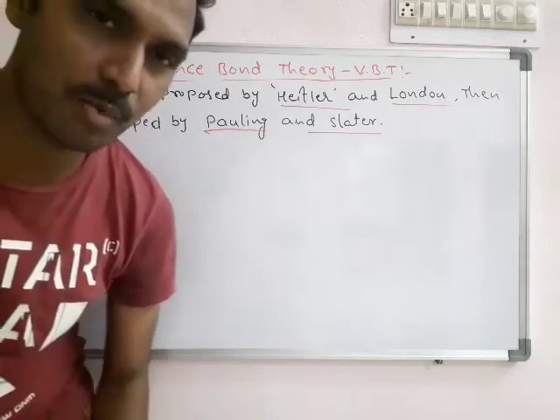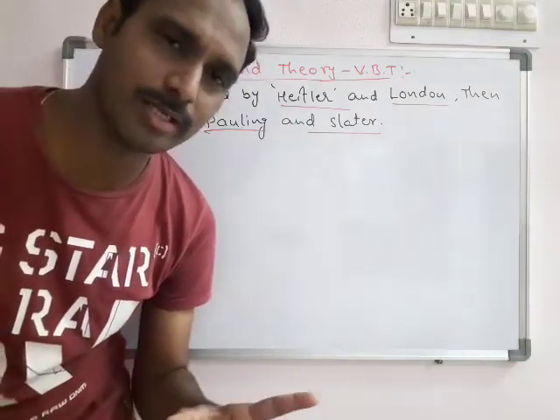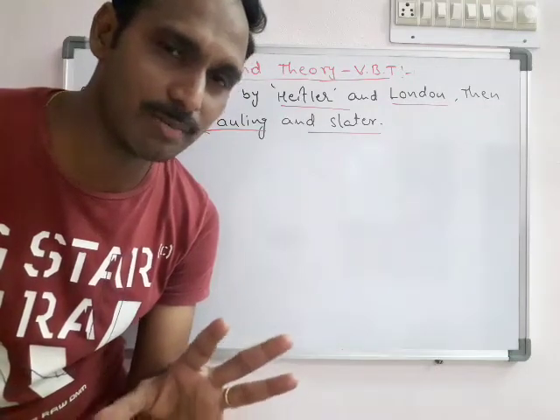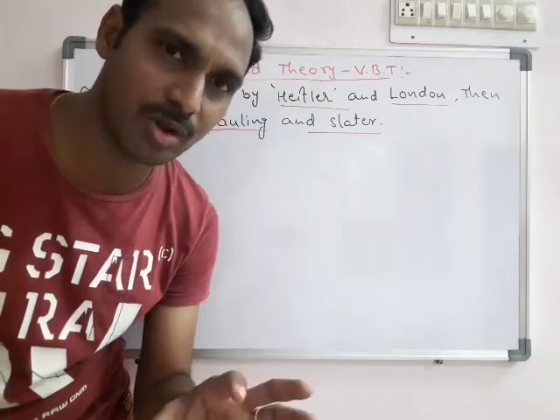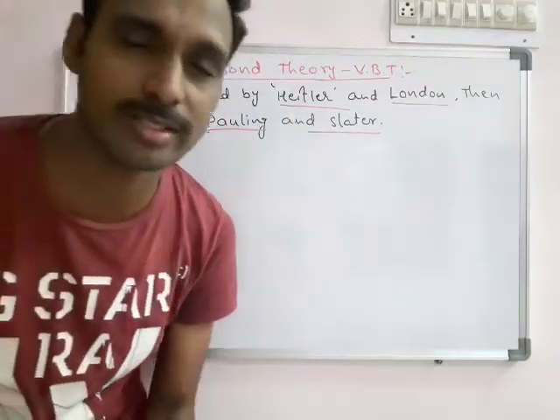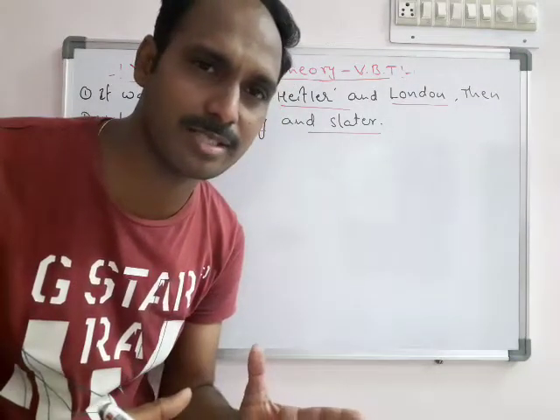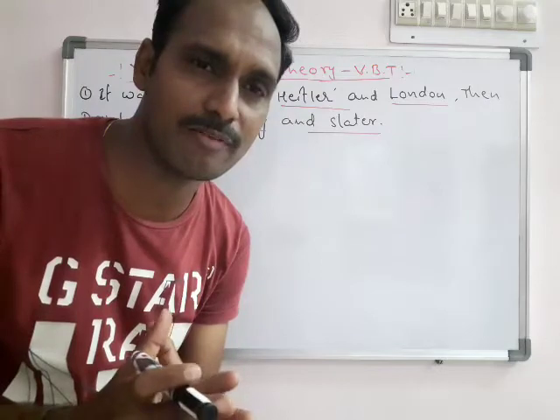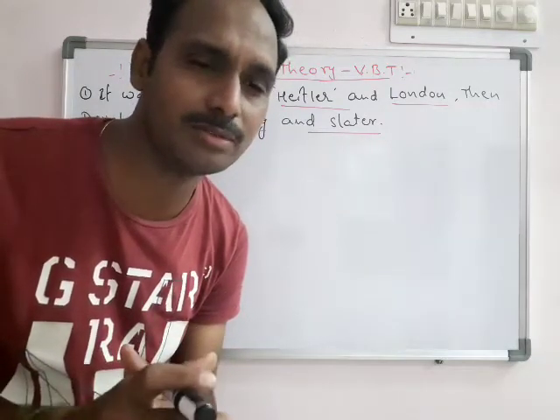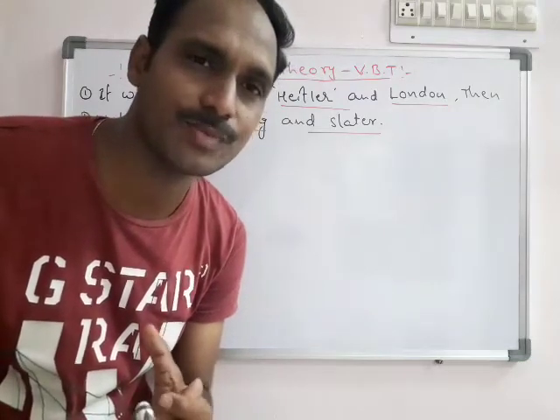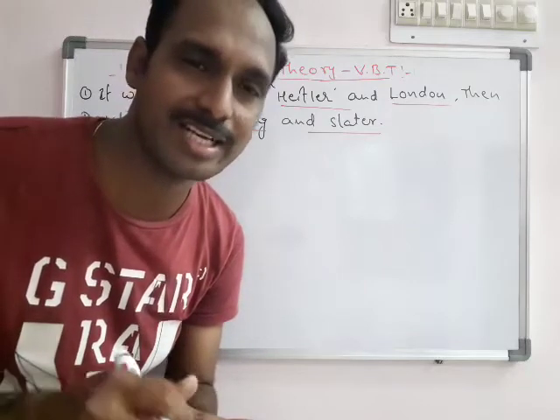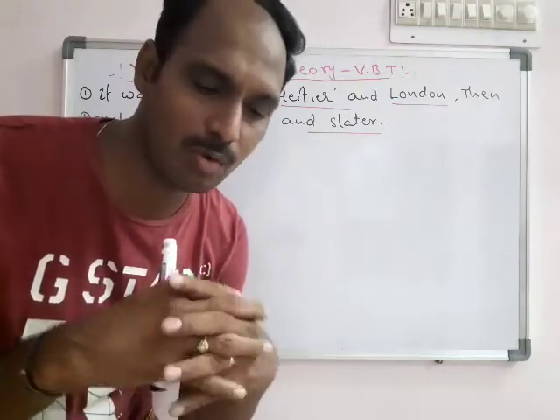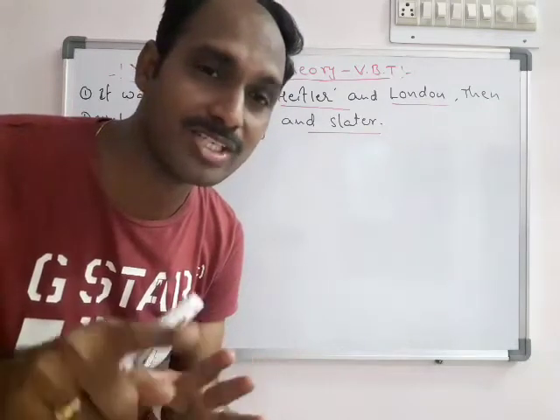Now we see the main points in the formation of a covalent bond. According to this theory, the formation of a covalent bond takes place not only by sharing of electrons. In the Lewis concept, we said a bond forms by sharing of electrons, but according to this concept, sharing of electrons alone is not enough. It also requires overlapping of the atomic orbitals which contain those electrons. Overlapping means just touching.